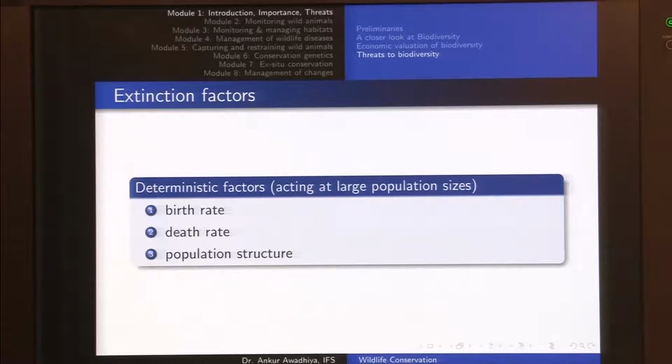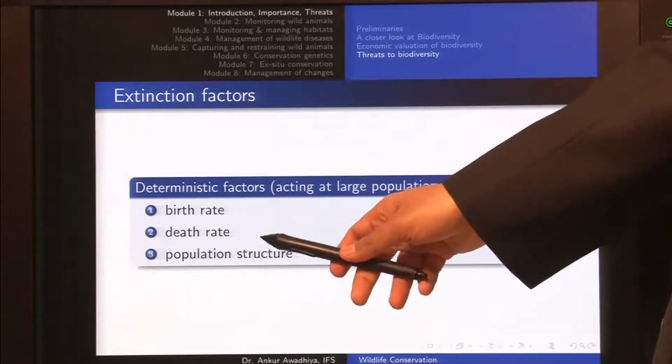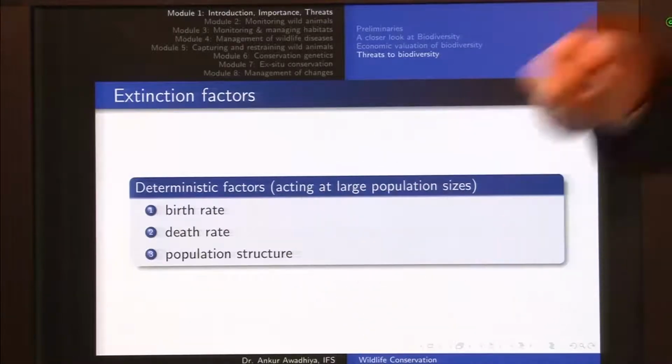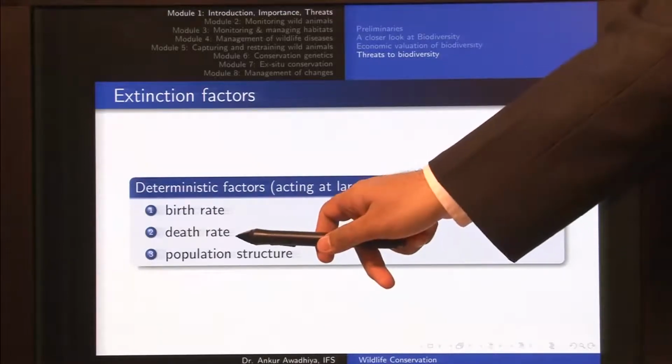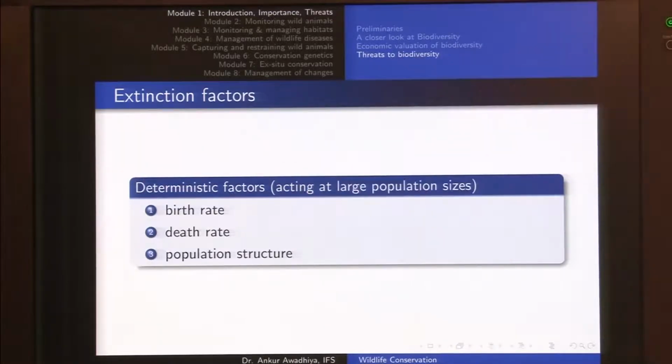The first is the deterministic factors that act at large population sizes. What is the birth rate of the population, what is the death rate of the population, and what is the population structure of the population. So for instance, when the birth rate is greater than the death rate, then the population is going to survive, but in a case where the death rate is greater than birth rate, so every year this population has 10 new individuals that come in through birth, but 15 individuals die off because of old age. So the population is slowly going towards a decline.